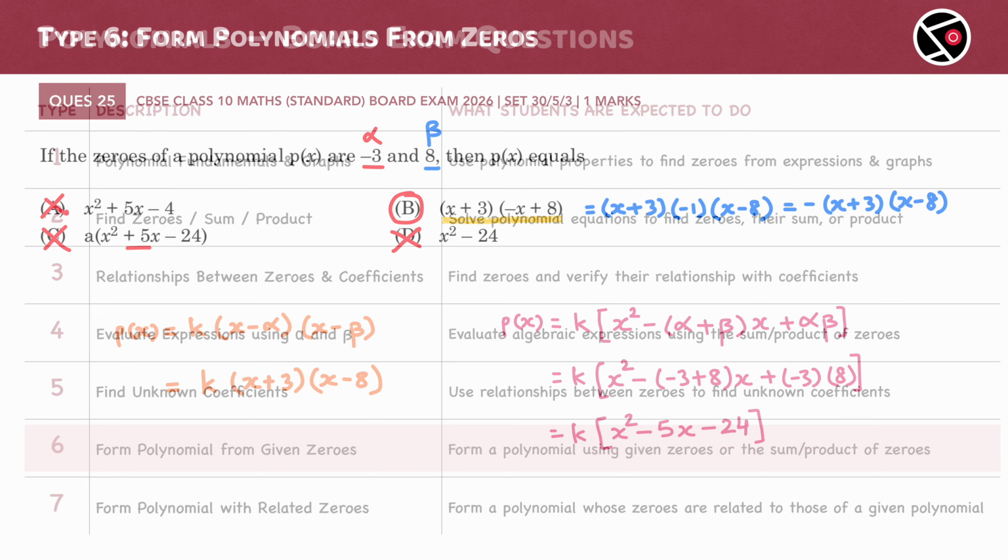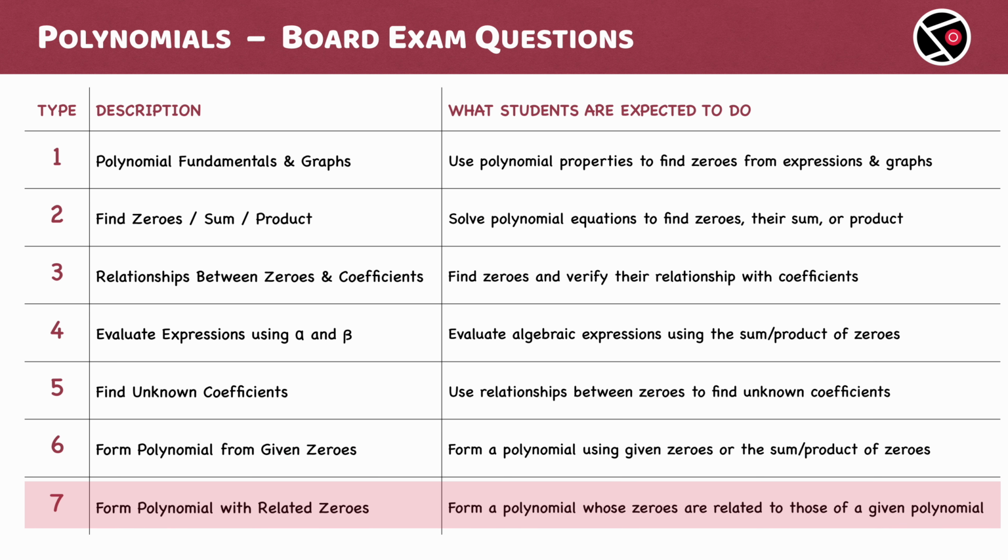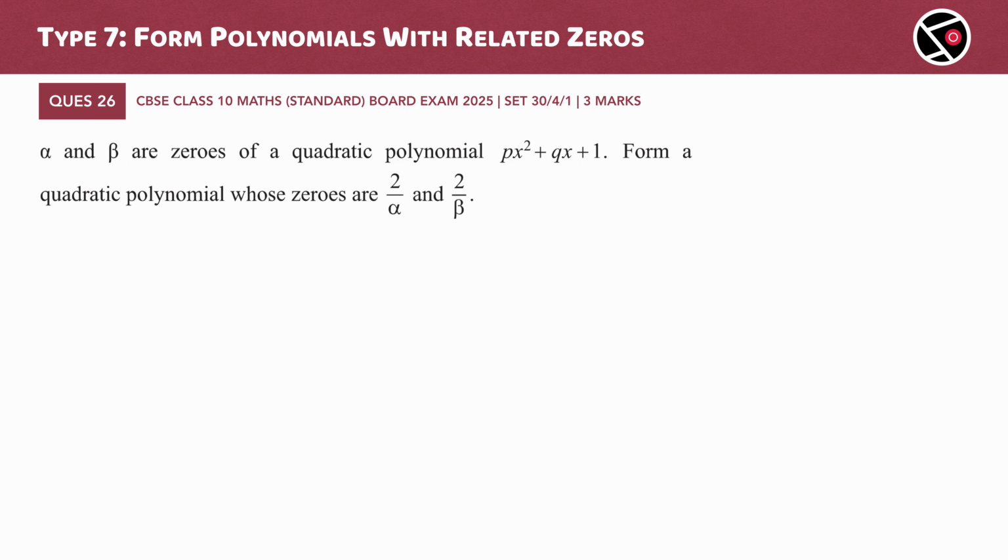This was our last type 6 question. Let's now move to type 7. In these questions, we are given a polynomial and its zeros. We have to find another polynomial whose zeros are related to the zeros of the given polynomial. Here is our first type 7 question. This looks challenging, but it's actually quite simple. Please give it a try.